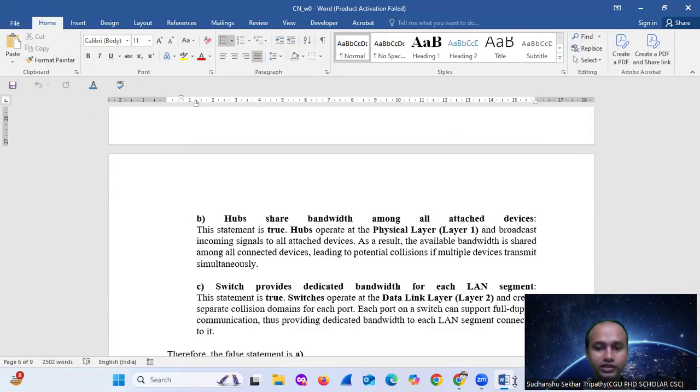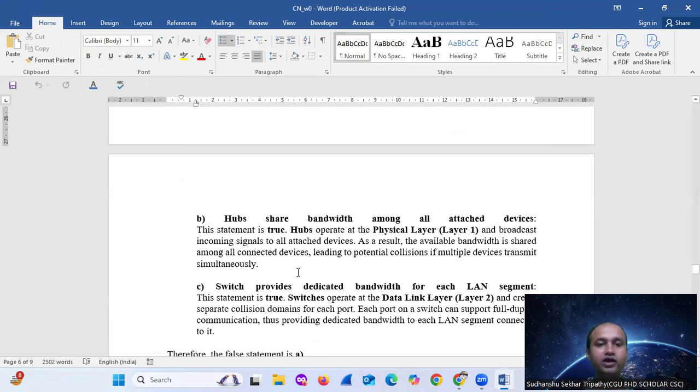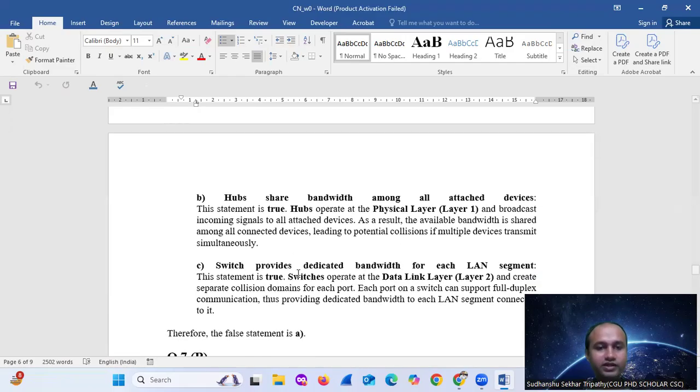तो ए फॉल्स हो गया मतलब बी सी ट्रू होगा. तो बी में क्या है? हब्स शेयर बैंडविड्थ among all attached devices. So this statement is true because hubs operate at the physical layer, that is layer number 1, and broadcast incoming signals to all attached devices. As a result, the available bandwidth is shared among all connected devices, leading to potential collision if multiple devices transmit simultaneously. Okay.